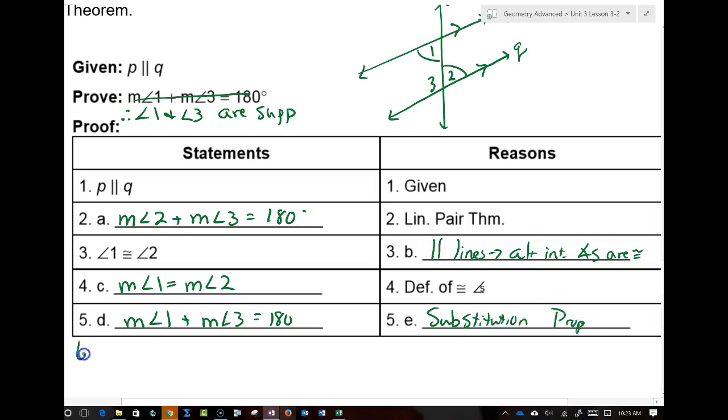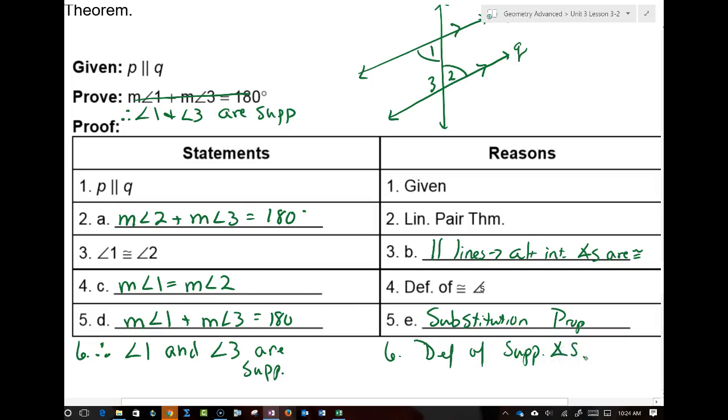And the cool thing is, let's add a 6 onto here, guys. So therefore, if I know that they add up to 180, they must be what to each other? Supplementary. So we know angle 1 and angle 3 are supplementary. And that's just definition of supplementary angles.